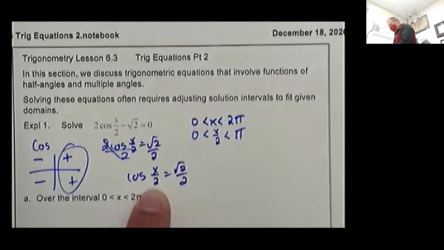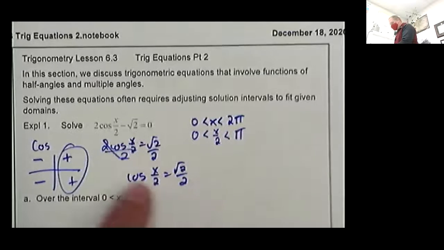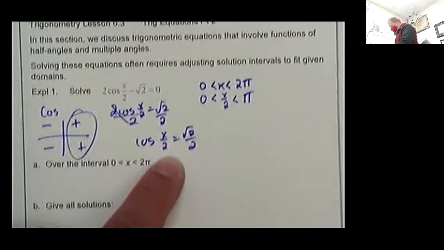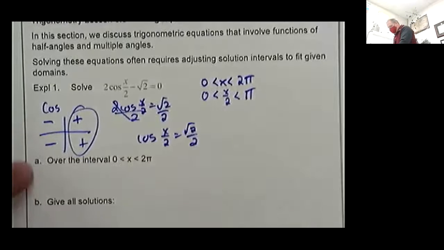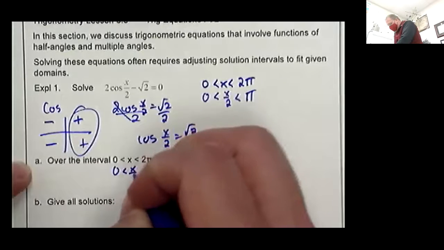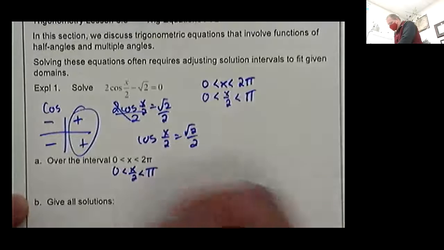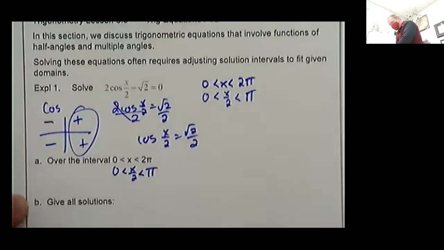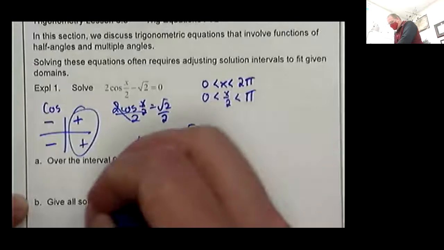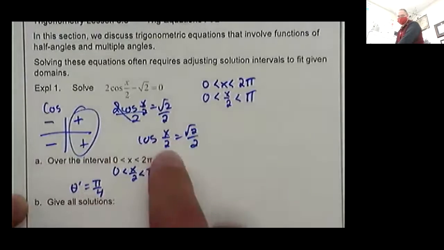We want to figure out then what is this angle. So what's the angle for cosine that'll give us root 2 over 2? Well, that is 45 degrees, but we are in radians, not degrees. So that is pi fourths. So over the interval 0 to 2 pi, we're actually considering the interval 0 to x halves to pi. So the angle that gives us root 2 over 2, our reference angle theta, is pi fourths, right? Because the cosine of 45 is root 2 over 2.